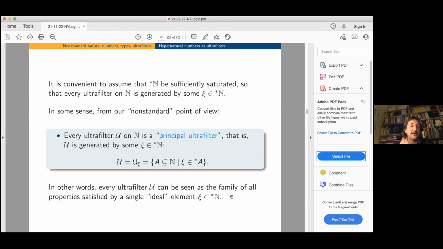And if you have the non-standard model to be sufficiently saturated, you have that any possible ultrafilter corresponds to some element. So every ultrafilter, in some sense, becomes a principal ultrafilter in the sense that it is generated by some ideal, infinite, non-standard natural number. Yeah. If you have questions, please feel free to ask.